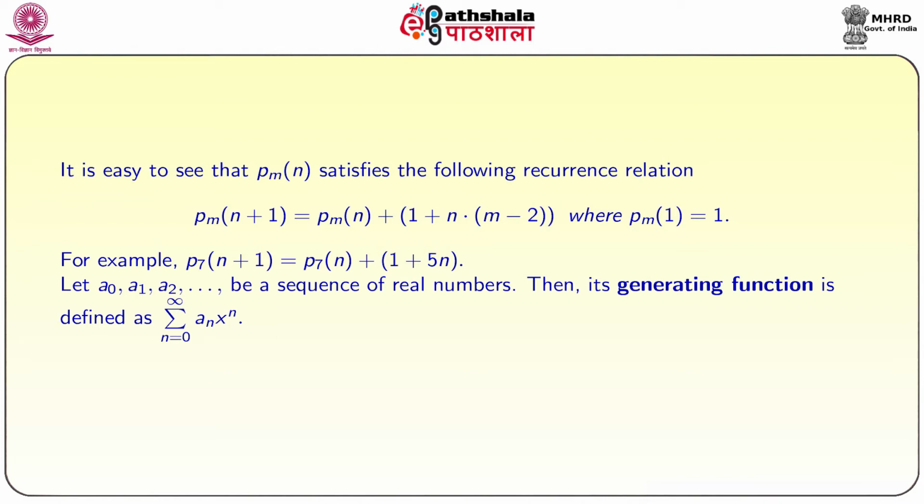Now we are going to define a generating function for a sequence. Let a0, a1, a2 and so on be a sequence of real numbers. Then the generating function of the sequence is denoted by the summation, n equal to 0 to infinity, of a n into x power n. That means in this series the coefficient of x power n is a n, that is the nth term of the given sequence. Then this series is called the generating function for the sequence. Now, our objective is to find a generating function for the mth polygonal number.